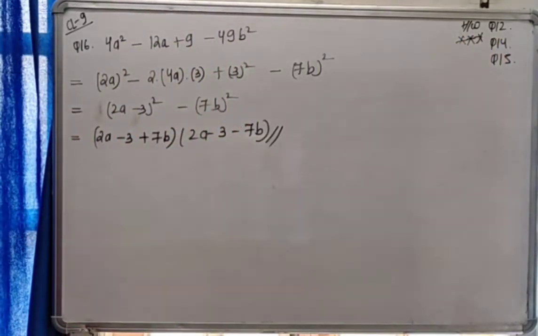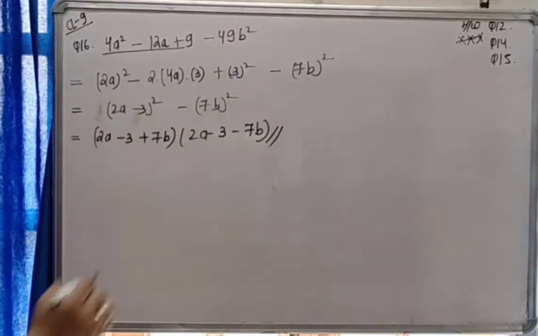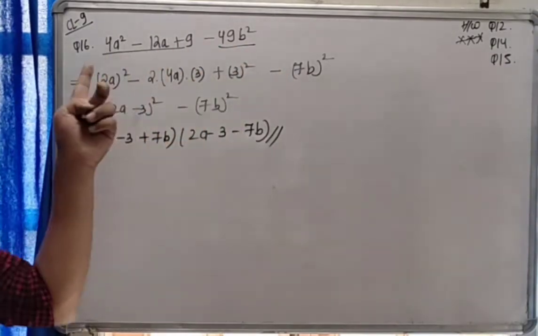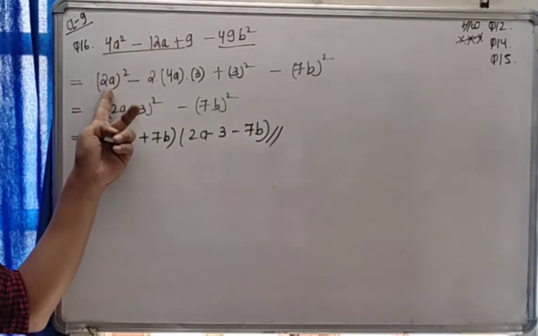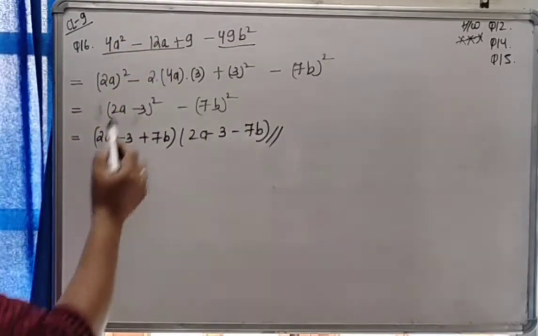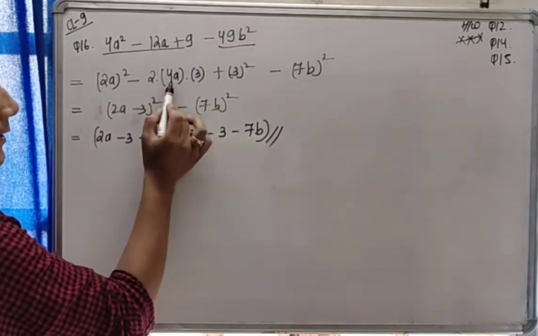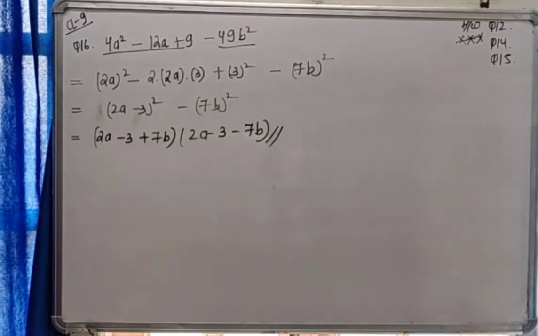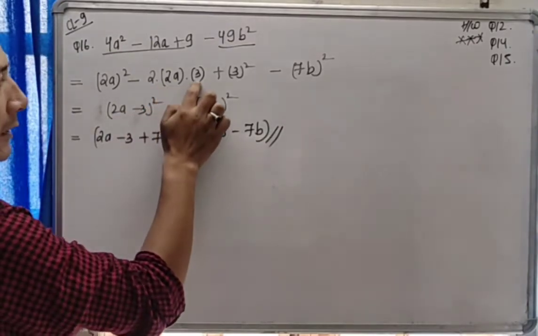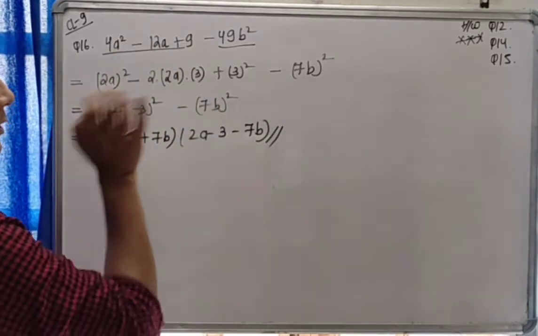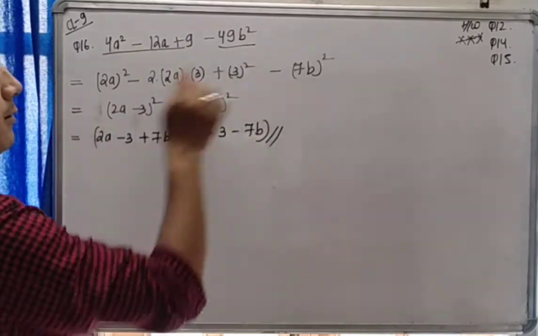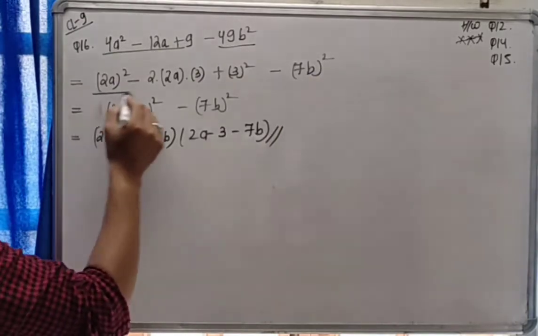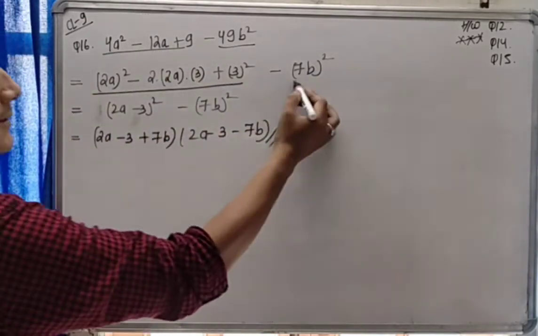How will you make it into groups? Keep the first 3 terms as first group and the last as the second group. So this one, 4a square, is it 2a square? Minus 12a. See, 2a into b. Sorry, this is 2. 2a into b. 2 2s are 4, 4 3s are 12, plus 9 means 3 square. 49b square means 7b square. This is my first group. This is my second group.